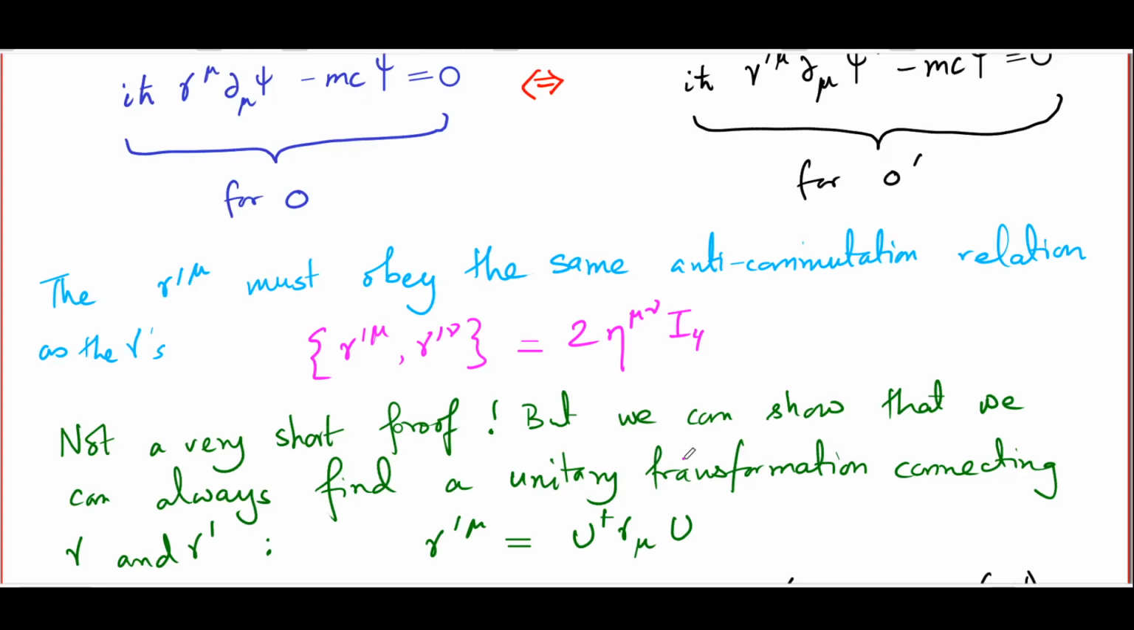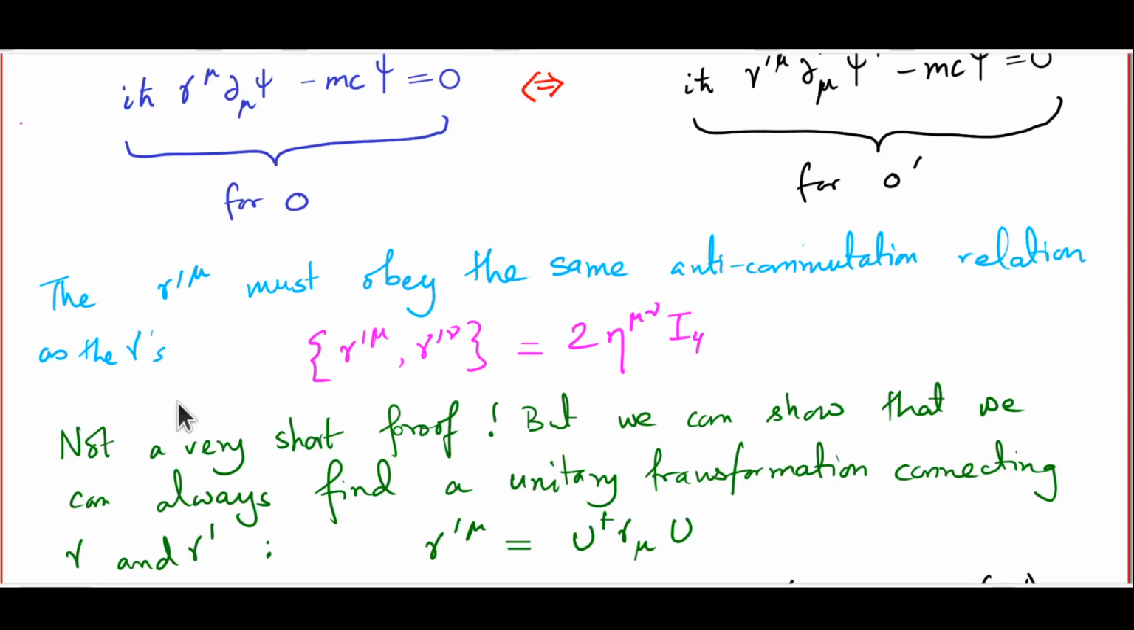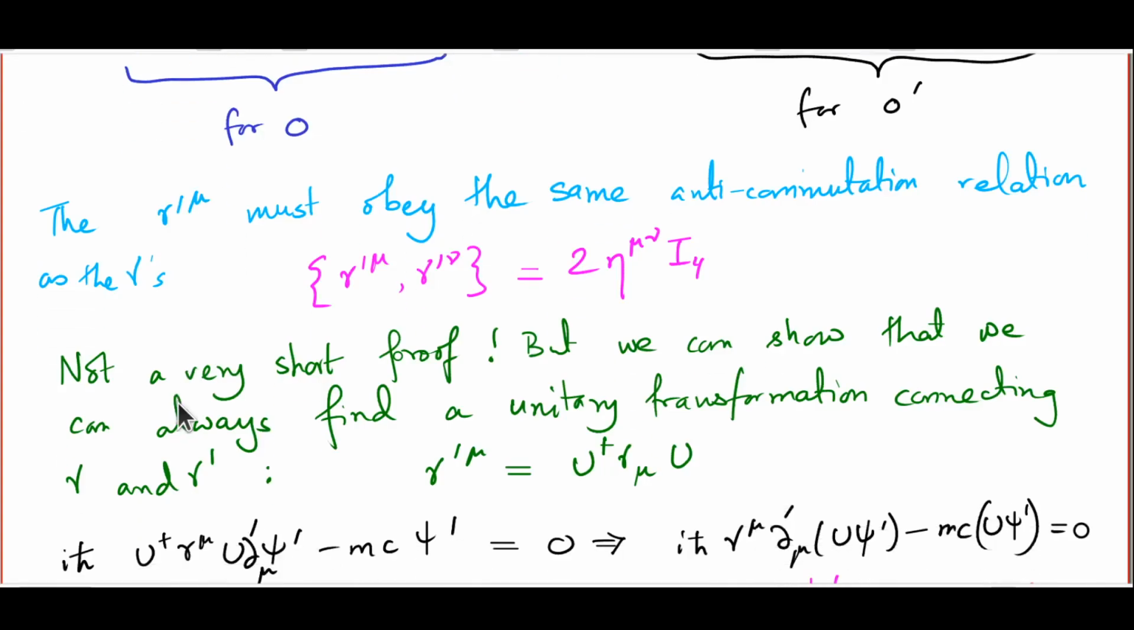We can show that we can always find the unitary transformation which connects γ and γ' if both of them obey the same Dirac condition. So you should be able to find some unitary matrix U such that γ'^μ is U† γ^μ U. This is guaranteed by the fact that γ's and γ''s obey the same anti-commutation relations, namely the Dirac conditions. Using this result, we can rewrite the equation as observed by O' in the following form.